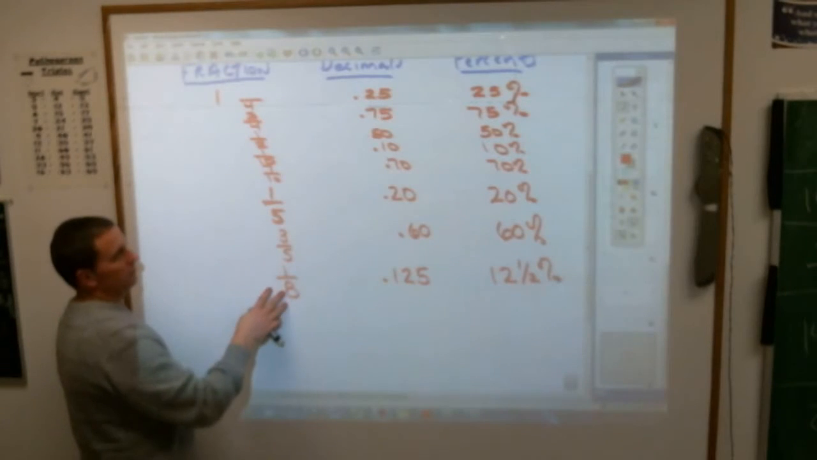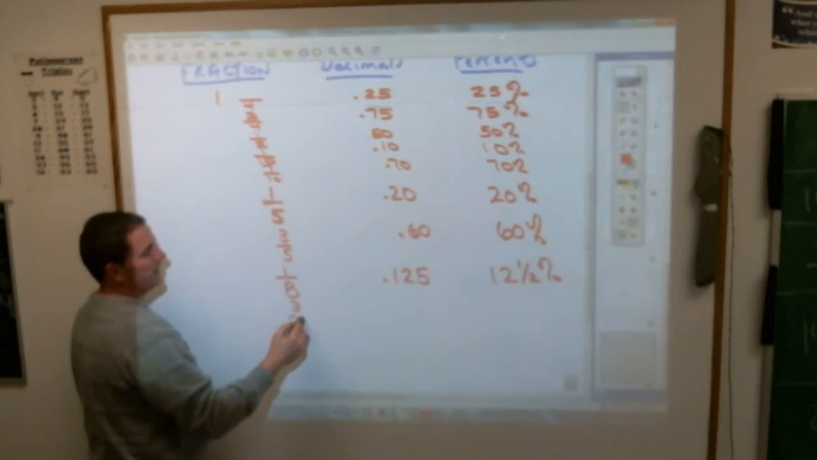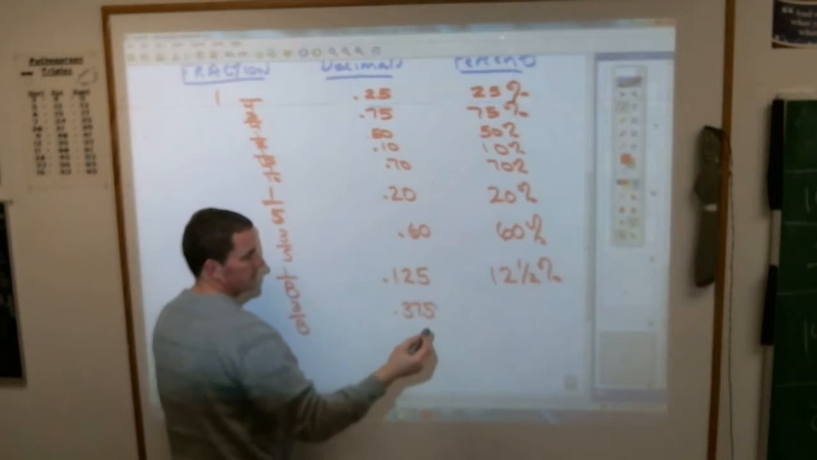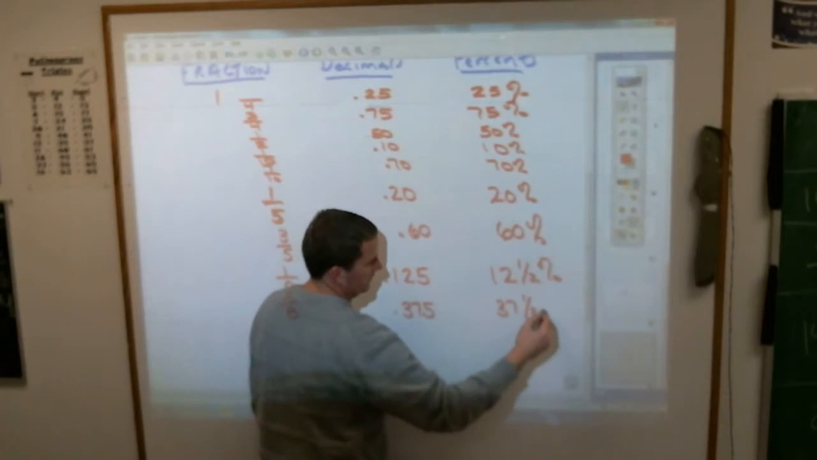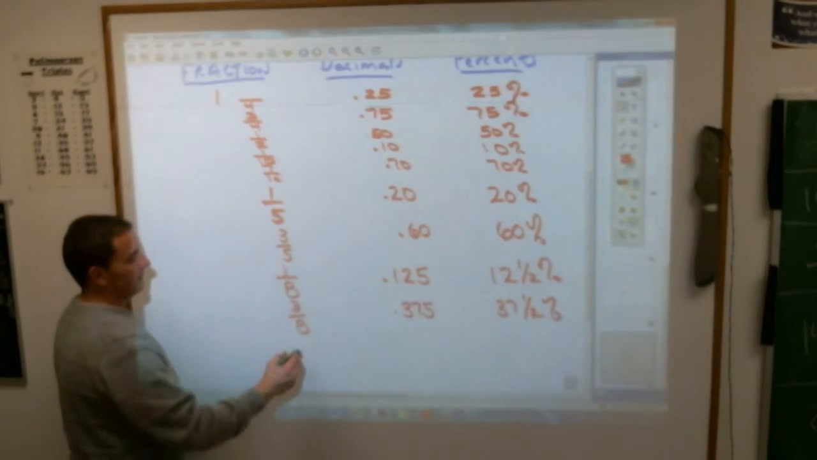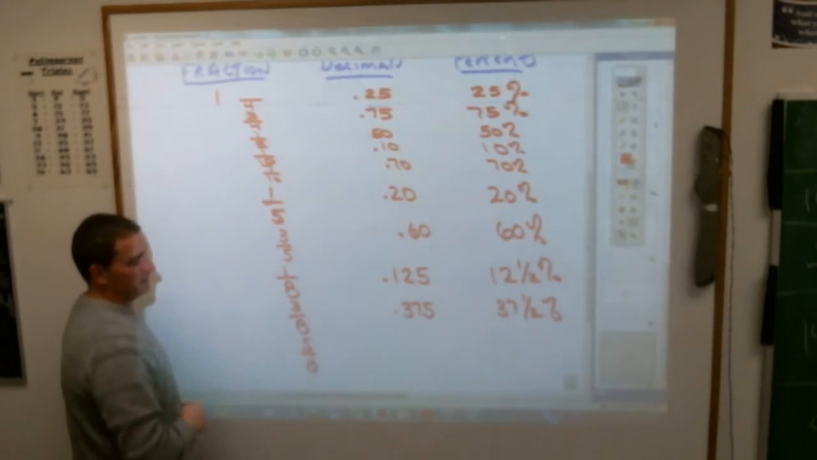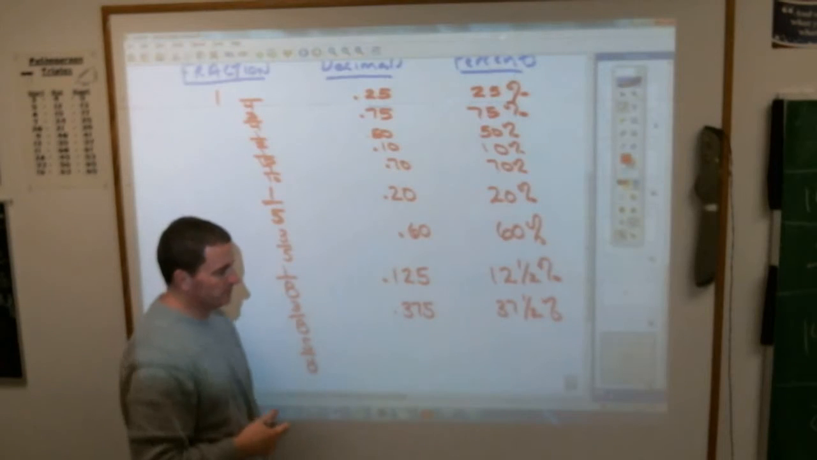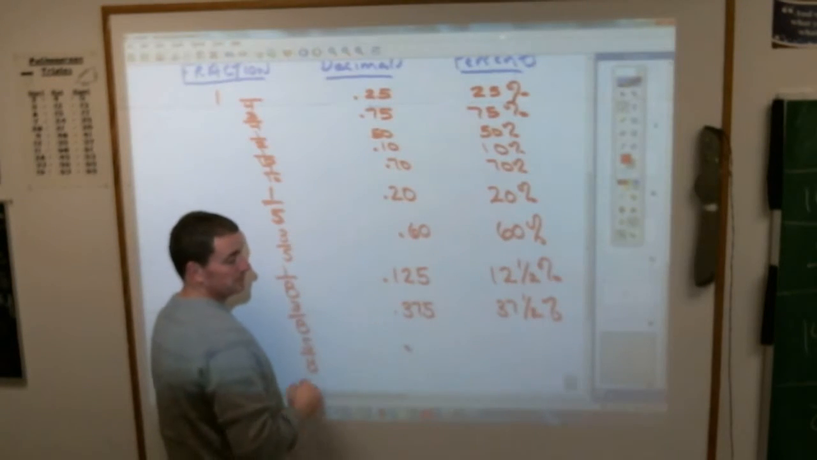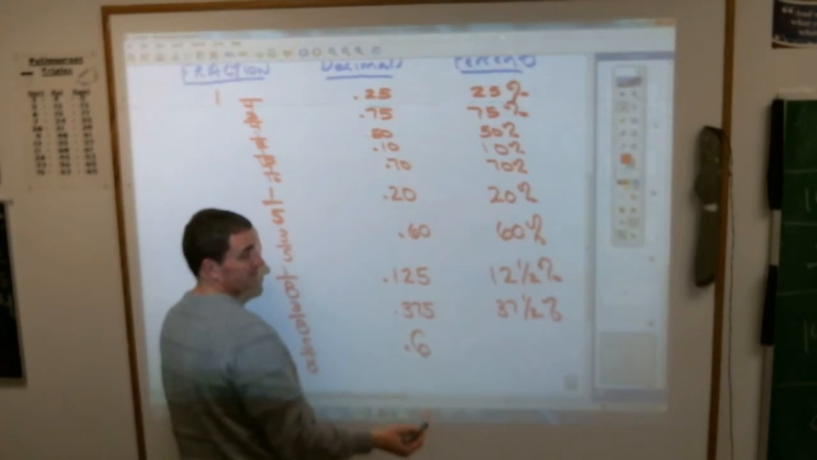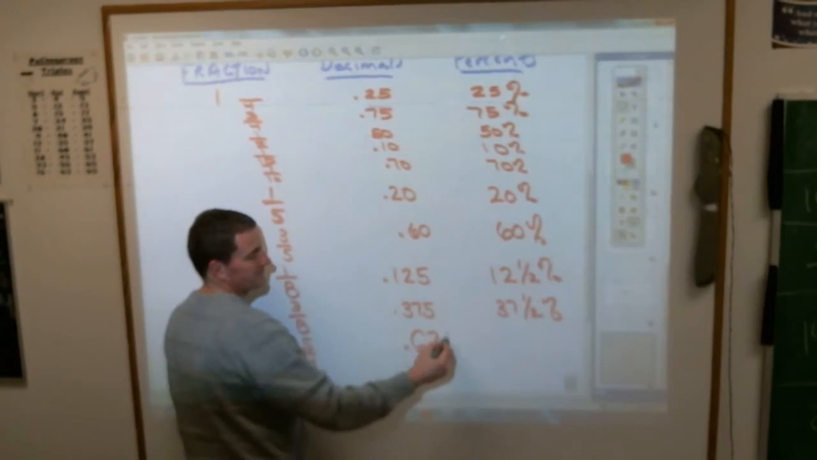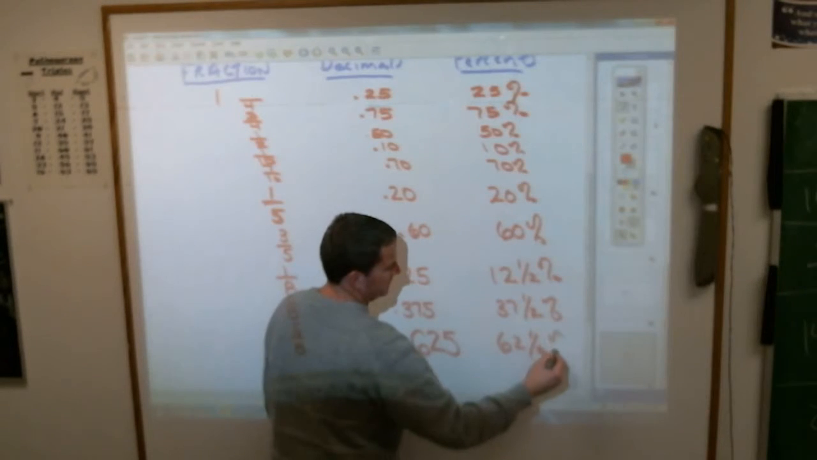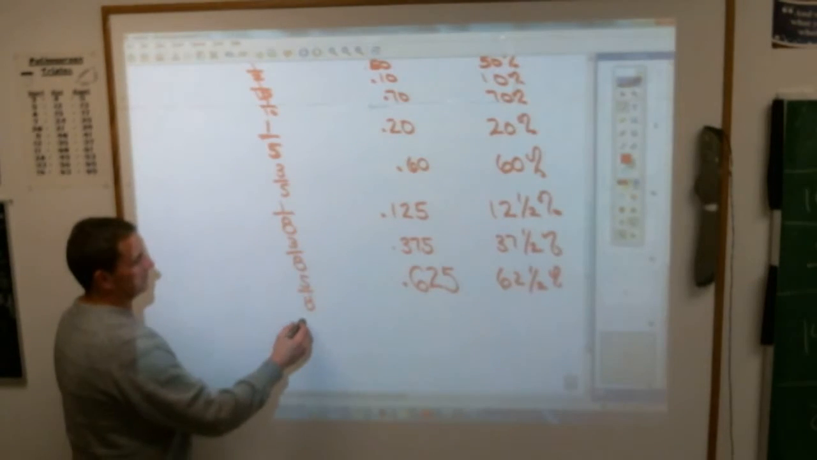We don't have to do 2/8 because 2/8 is the same as 1/4. 3/8 is 3 times this, which is 0.375, and that's 37.5%. 4/8 is the same as 1/2. 5/8 is 5 times that, which is, anybody, 5/8 as a decimal? Evelyn? 0.625, which is 62.5%.